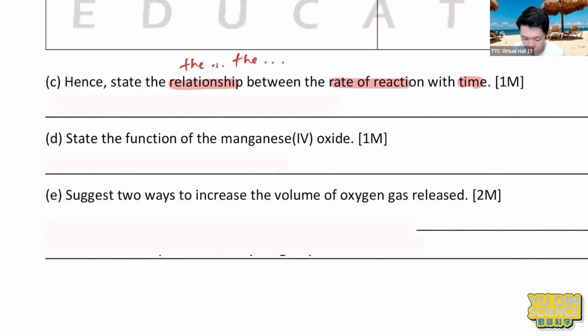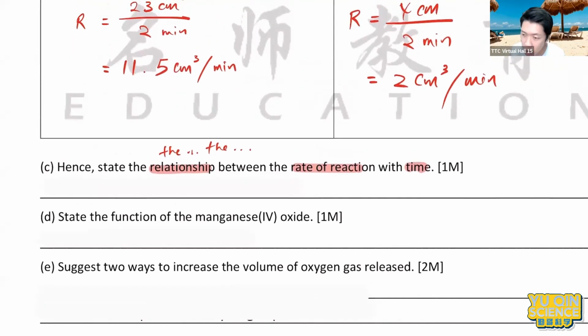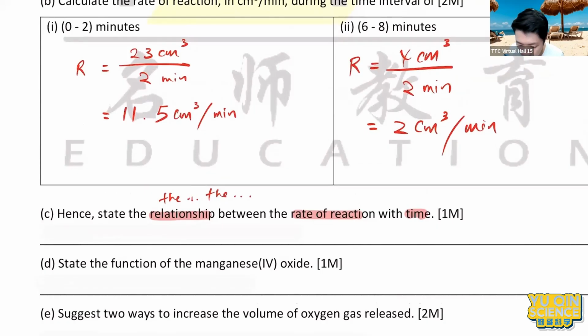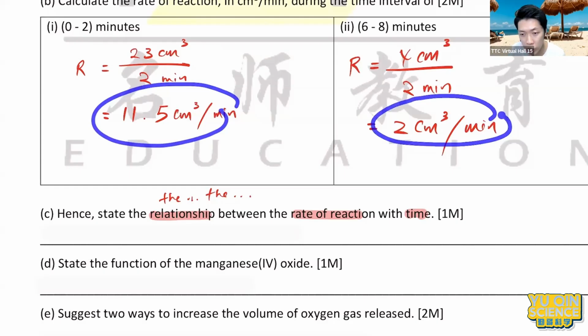Rate of reaction. Wait, I give you a clue. Look at your rate of reaction. Look at what I circled for you. Then only you all decide. Increase or decrease? Time. Rate of reaction increase. Right, everybody, take a look.